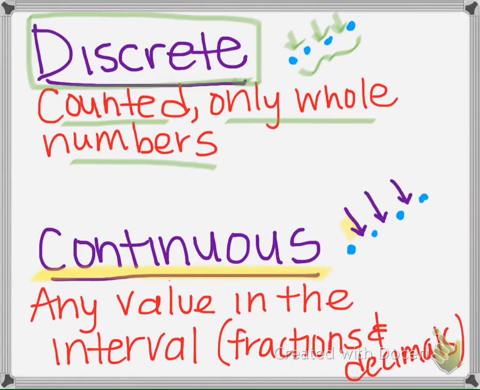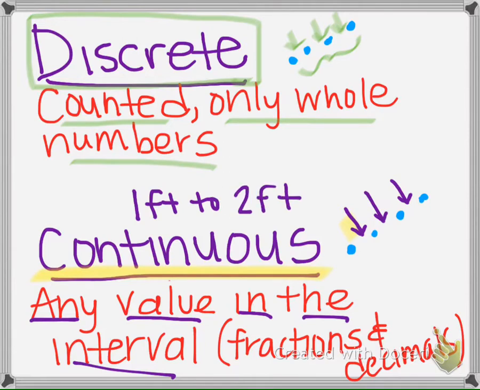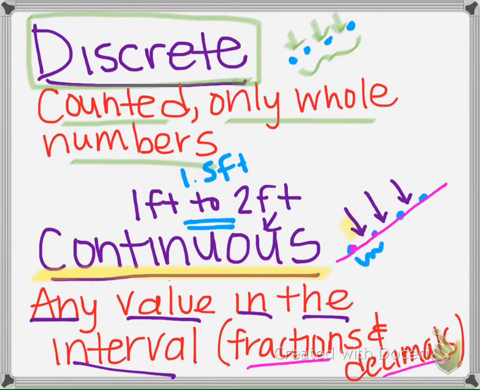In other words, continuous data, the data can take on any value in the interval. So what that means, if our interval is 1 foot to 2 feet, and it's continuous, that means that we could have stuff that's in between 1 to 2 feet. So we could have like 1.5 feet. So we want to include that stuff that's in between these points right here. So that is when we would connect them, when we want to include the fractions and the decimals, the numbers in between the whole numbers.